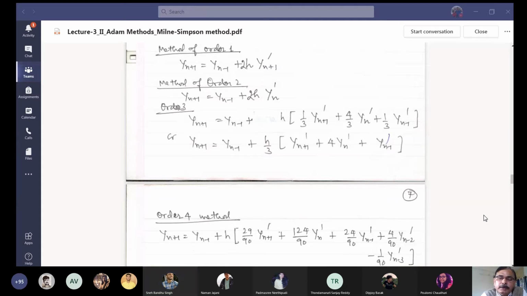I will show the slide also. First, try to understand the philosophy behind that, right? So we'll predict y1. y0 is given, y1 we can calculate using your explicit method. So y1 is available. We'll take this as the initial guess for y1, and then we'll put it on the right hand side of your implicit method to get the new value of y1, and we'll continue this process.